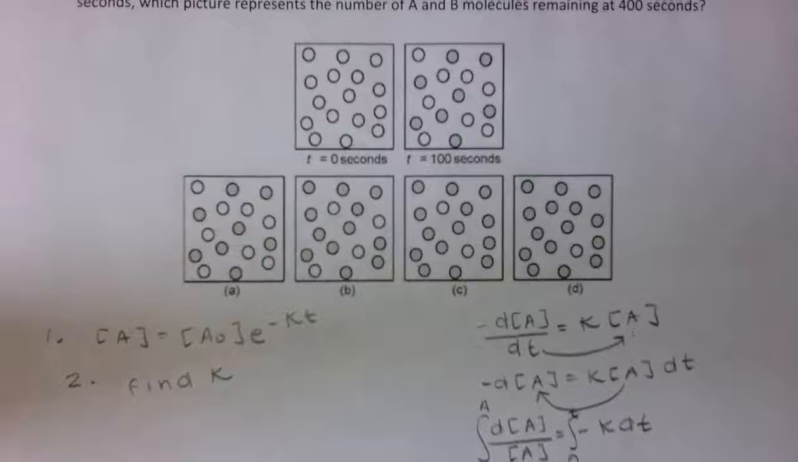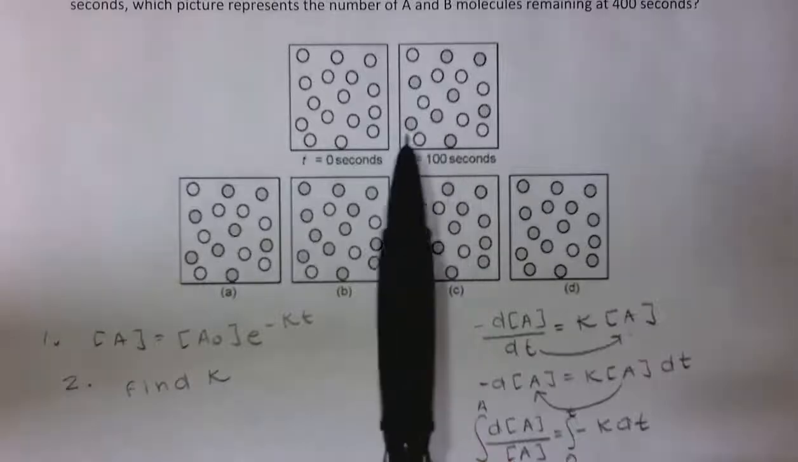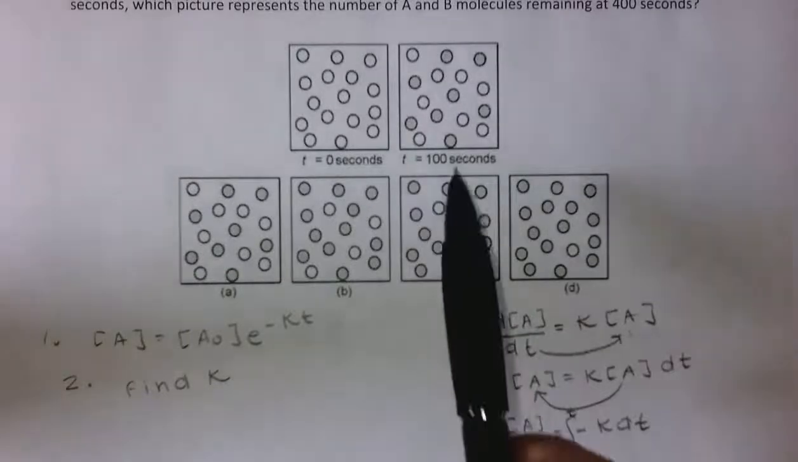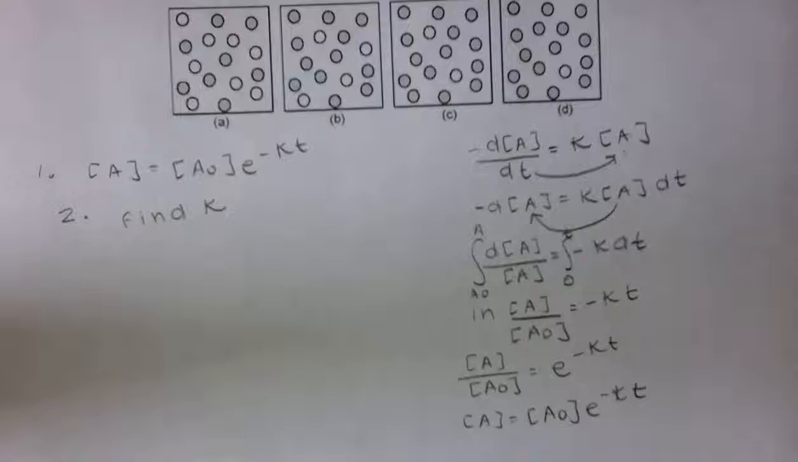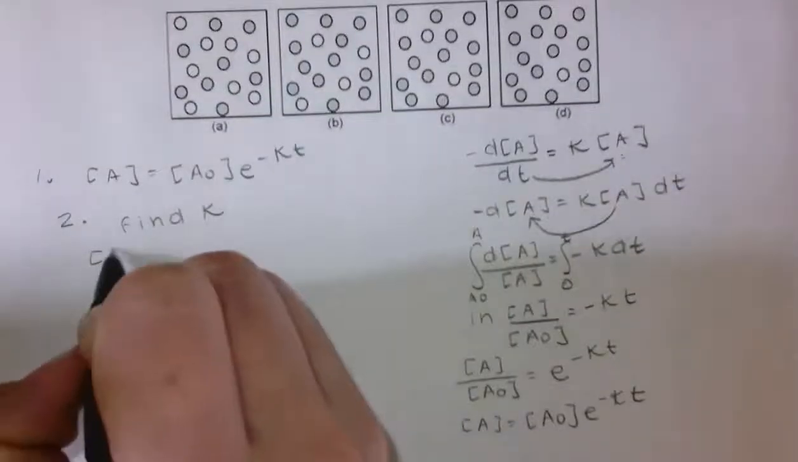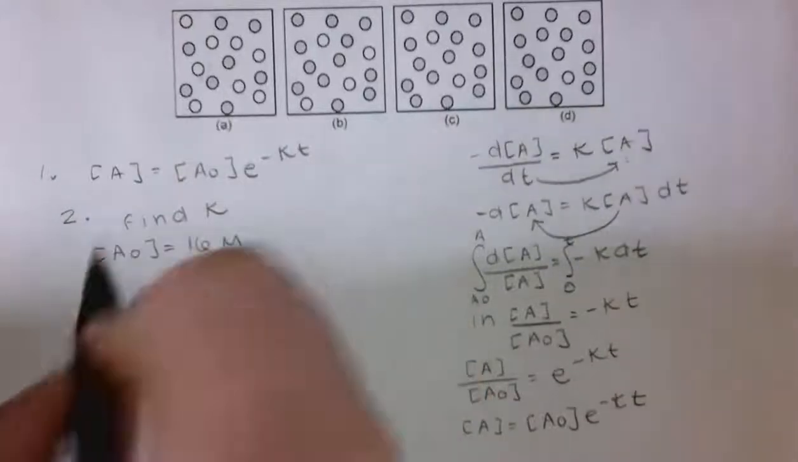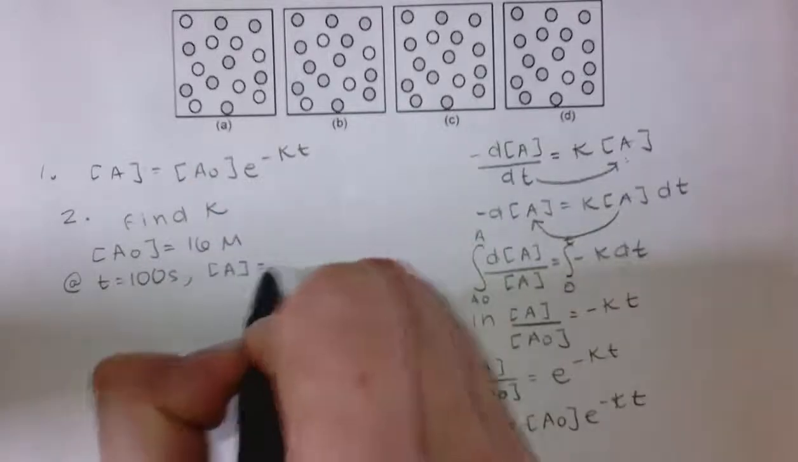So looking at the picture for t equals 0 seconds, I just count that we have 16 A molecules, and so I'm going to let A naught equal 16 molar. At t equals 100 seconds, I only have 8 molecules of A remaining, so I'm going to let A equal 8 molar at 100 seconds, and this will allow me to find k. So I'll write that out here. We have that A naught equals 16 molar, and then at t equals 100 seconds, our A equals 8 molar.